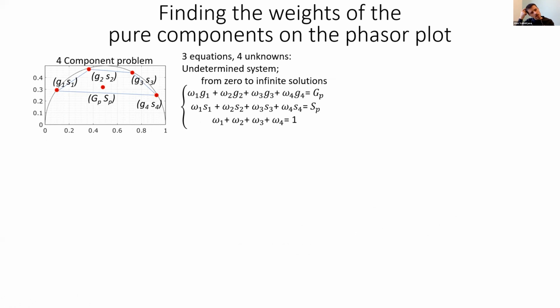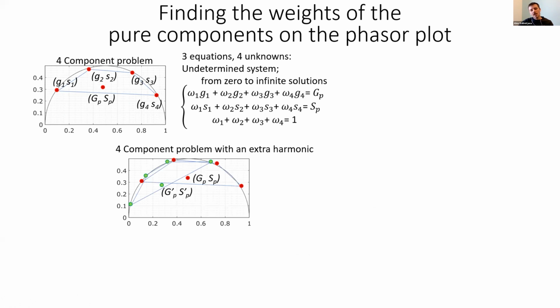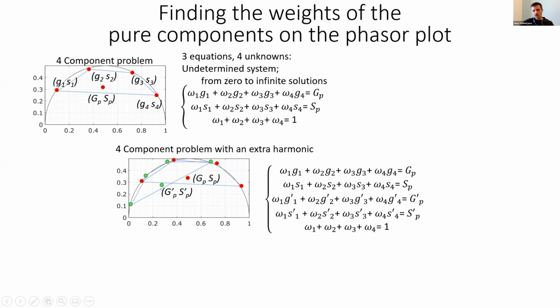Now, here comes what I was mentioning before, the higher harmonics. What if we can add a new harmonic to our information? So if all the pure components, which are the red points on the universal circle, shift to the new harmonic, and if you can measure your data with a higher harmonic, then you have the original equations that you had up here, plus a second set of equations for the second harmonic.